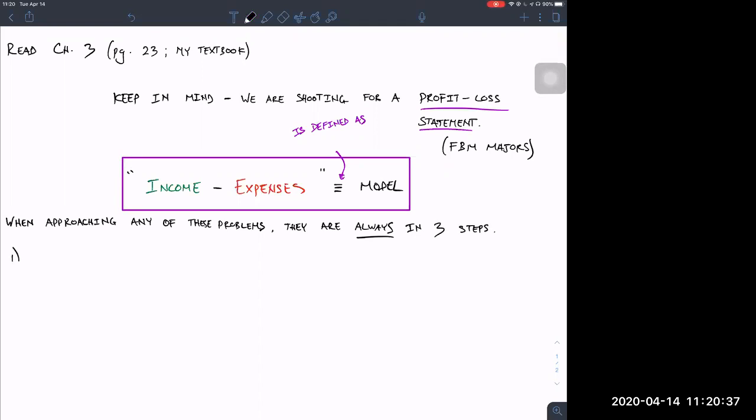So one is, you want to either find or solve the components or pieces that make up the model.